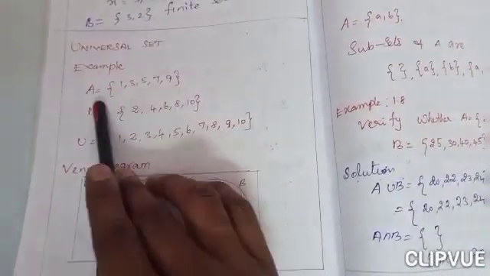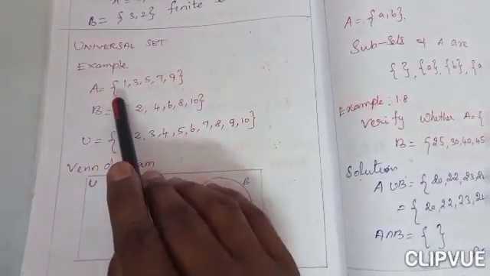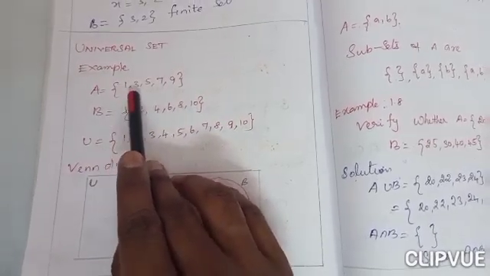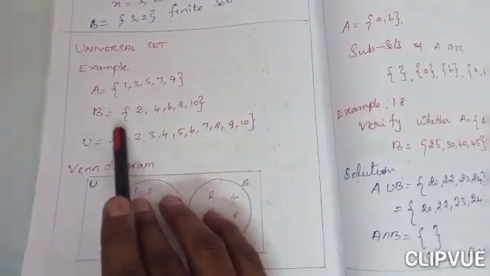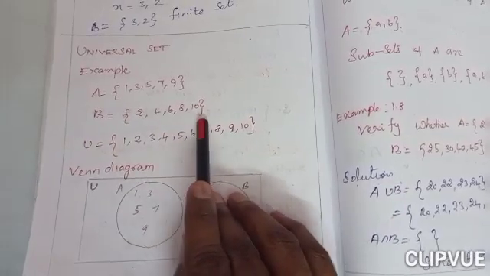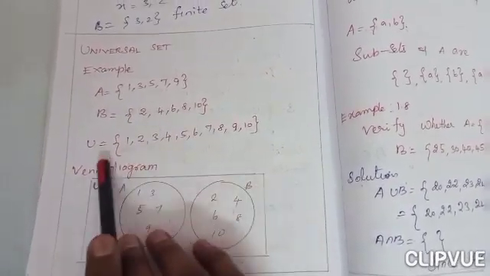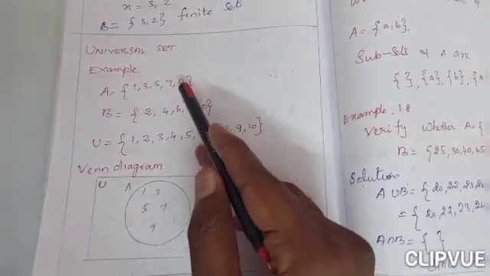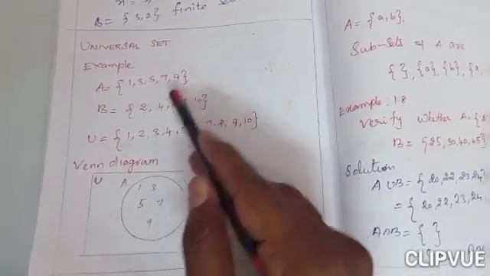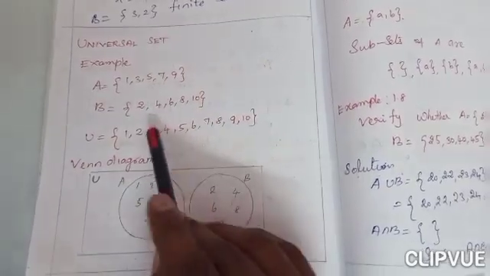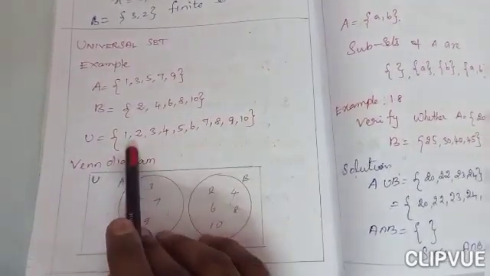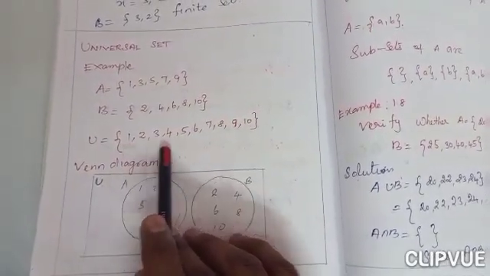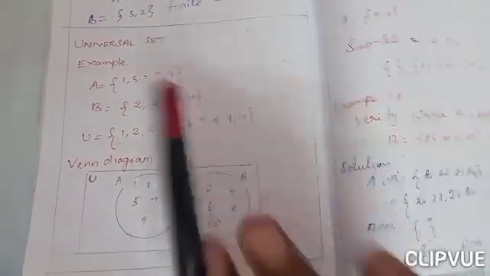Take two sets. First, set A containing the elements 1, 3, 5, 7, 9. Set B containing the elements 2, 4, 6, 8, 10. The universal set is very simple. What are the sets we are taking? Here 1, 3, 5, 7, 9 and 2, 4, 6, 8, 10. We are joining all the elements, that means 1, 2, 3, 4, 5, 6, 7, 8, 9, 10.